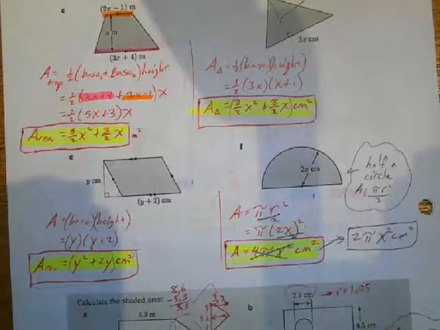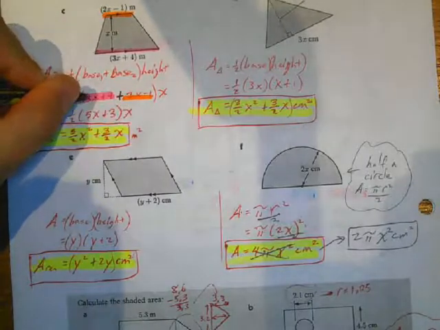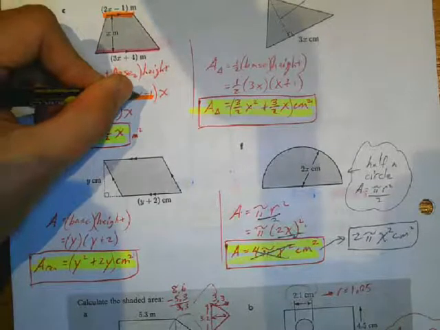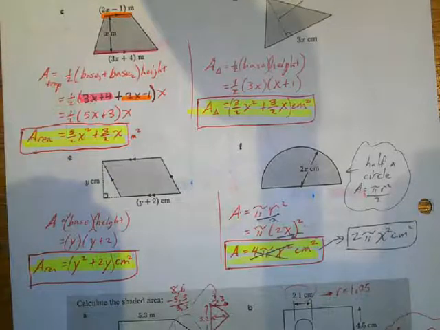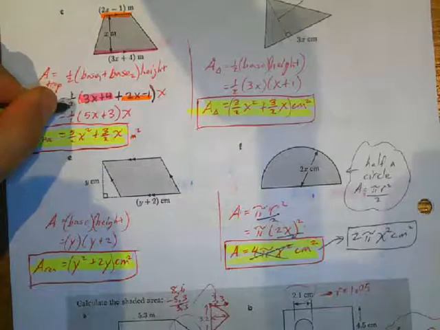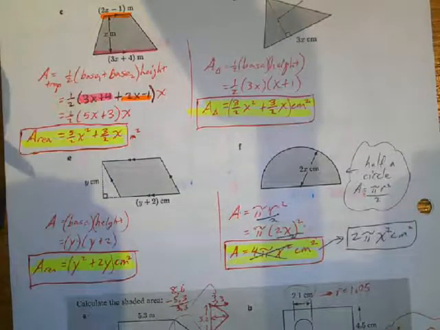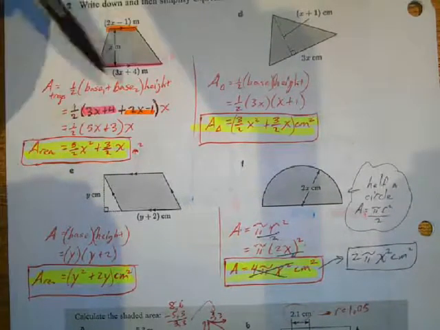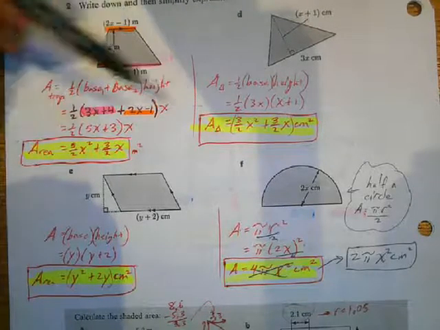And we add those together, divide by 2, and then multiply by our height of value x, and that gives us our area of the trapezoid. Area of a triangle, 1/2 base times height. Our base is 3x, our height is x plus 1, multiply those together, there's our area of a triangle.